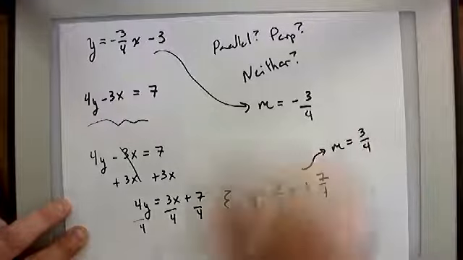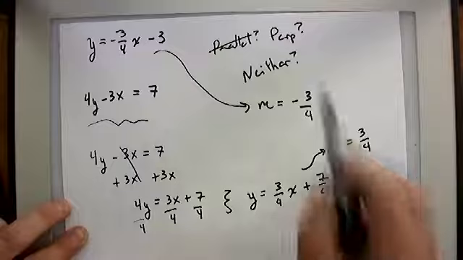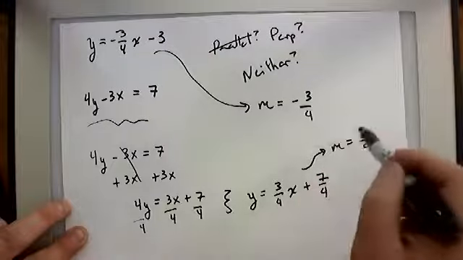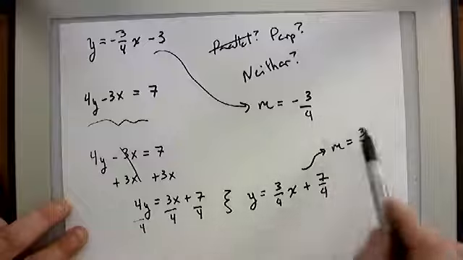Parallel? Not parallel because they're not the same. Perpendicular, right? No, because perpendicular means they're opposite, but it also means reciprocal, which means they should flip. So these can't be 3 over 4 and 3 over 4.